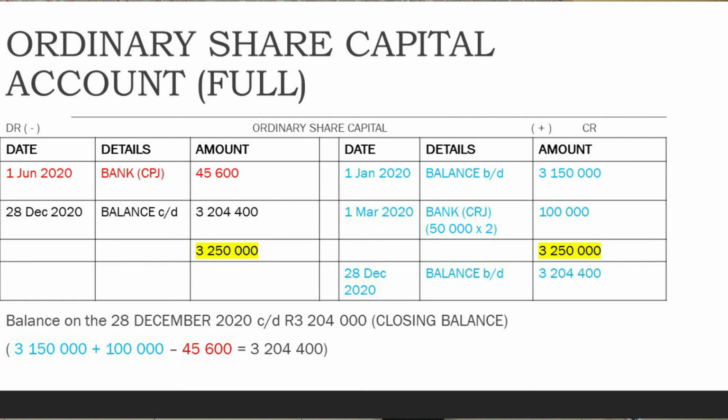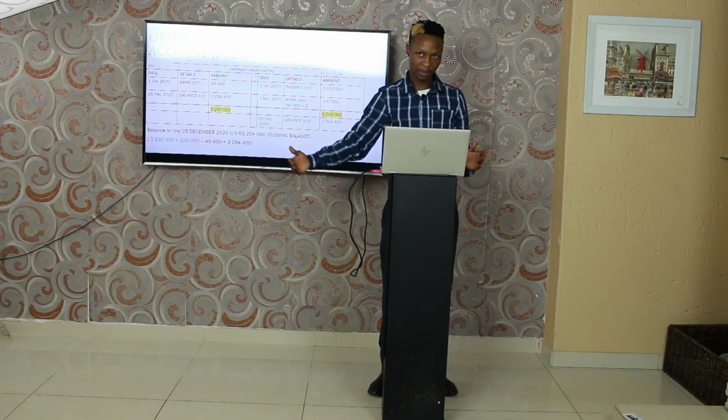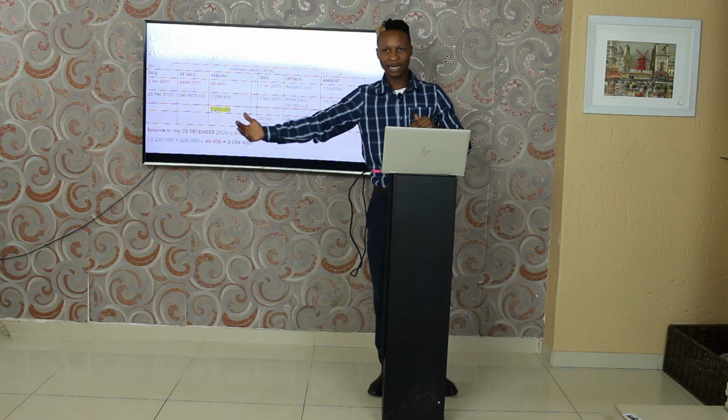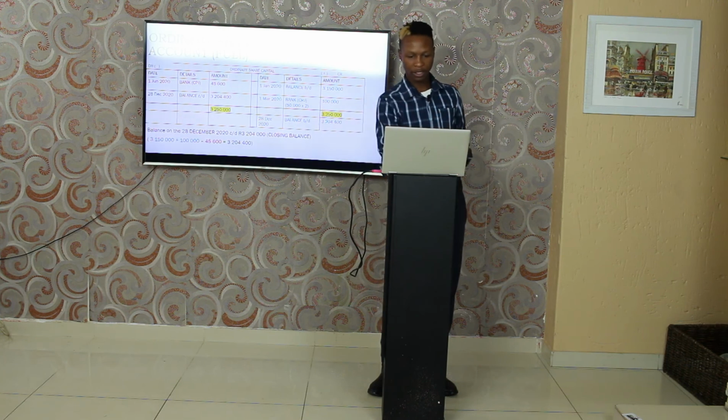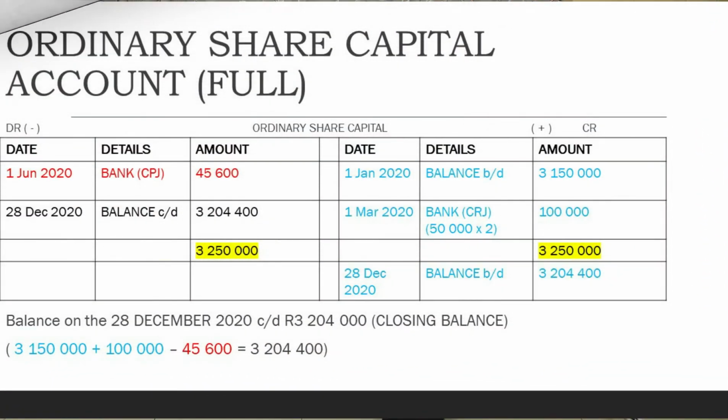Whatever happens on your credit side, it must happen on your debit side. If you have 500 in your debit side, you must also have 500 on your credit side. We balance the equation. Okay, guys, you're gonna say your 3,150,000 plus your 100,000 equals 3,250,000. That 3,250,000, it must appear on your debit side as 3,250,000. So you're gonna say your opening balance plus your issue of shares subtract your repurchase. Inflows subtract your outflows, and then you're gonna get that difference.